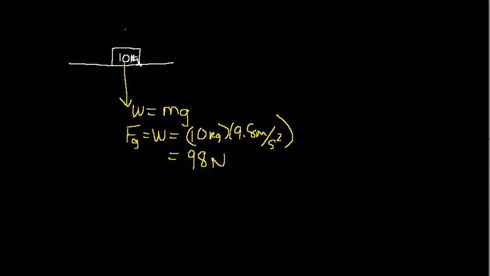And if it's not moving off the floor or going through the floor, then we know that the floor has to exert an upward force of 98 newtons up. This is the normal force. So in the case of something that's flat on the ground, the normal force is going to be equal to its weight.